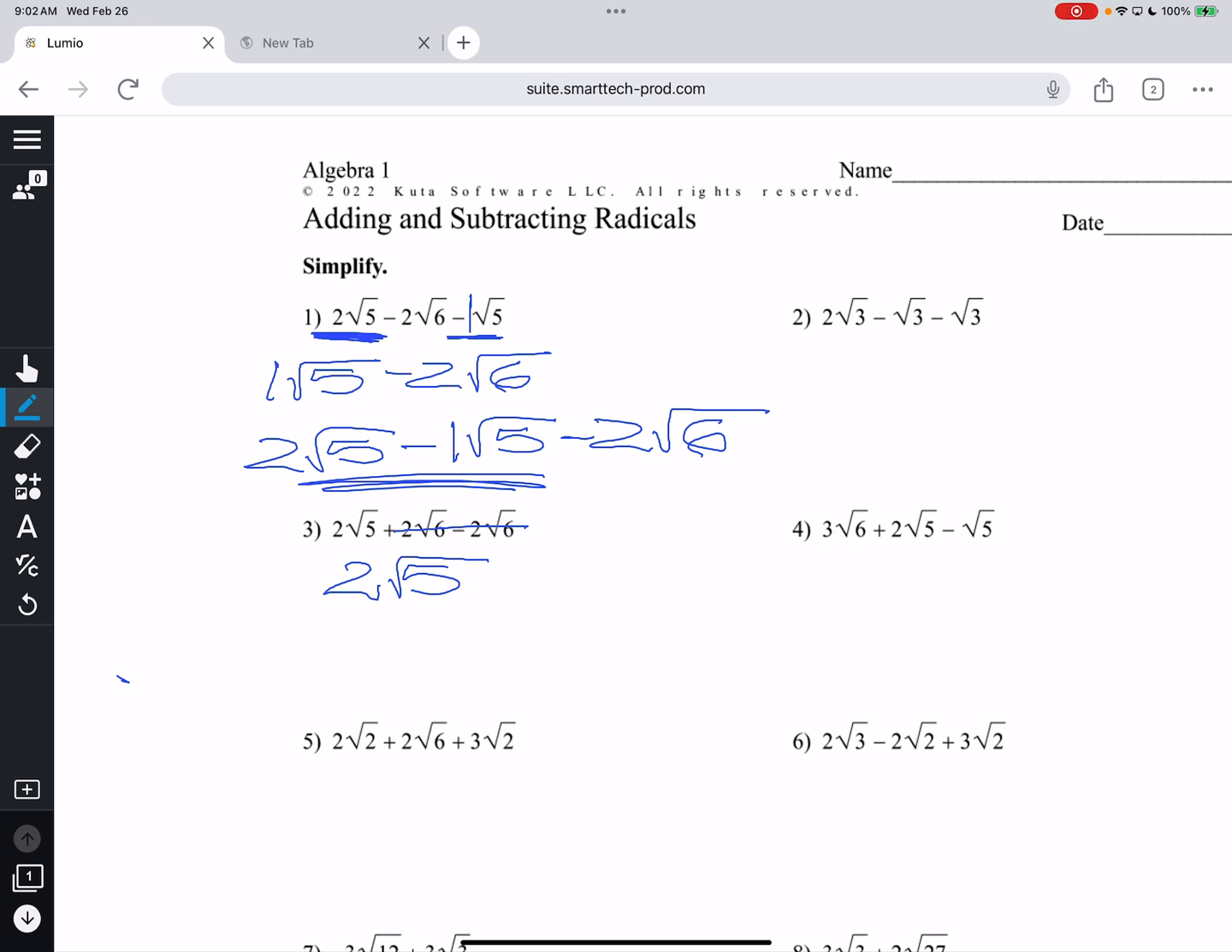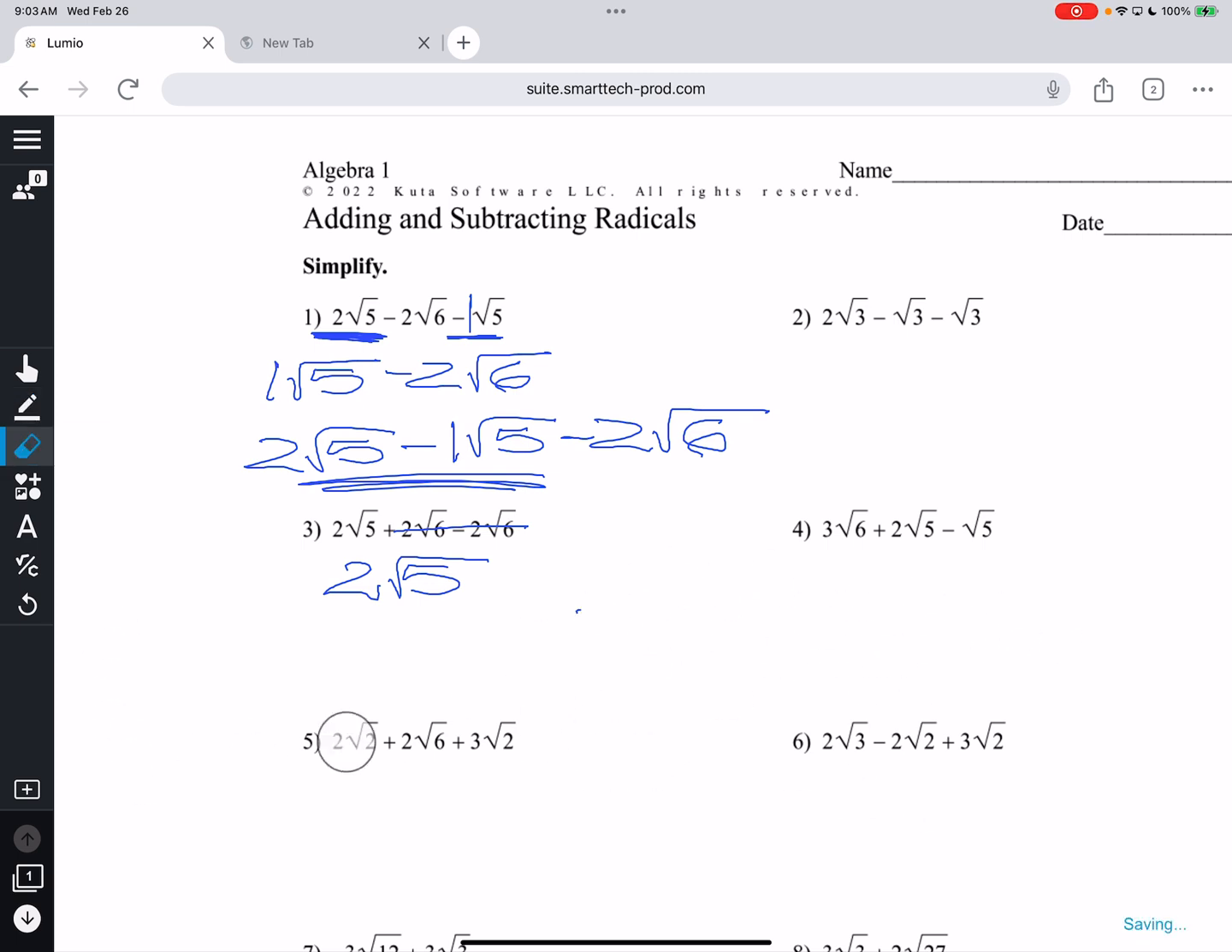It's like if you have 3x plus 7x. What is that? Like terms. But what is the answer? 10x. So the 3 and the 7 do not have to be the same. Same thing for radicals. The numbers outside do not have to match, just the radical itself. Does that make sense? And like we didn't change anything with the x, you don't change anything with the radical.